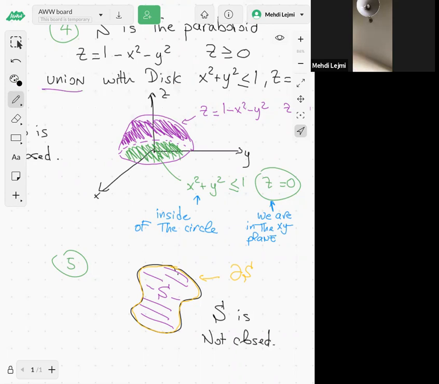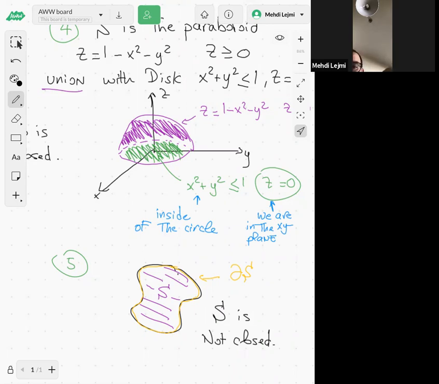So S in this case is not closed, of course, because it has a boundary. So again, this is kind of analogous to the curves. With curves, we have closed curves and not closed curves, right? It's the same for surfaces. We have closed surfaces and not closed surfaces. And again, a closed surface is a surface without boundary.